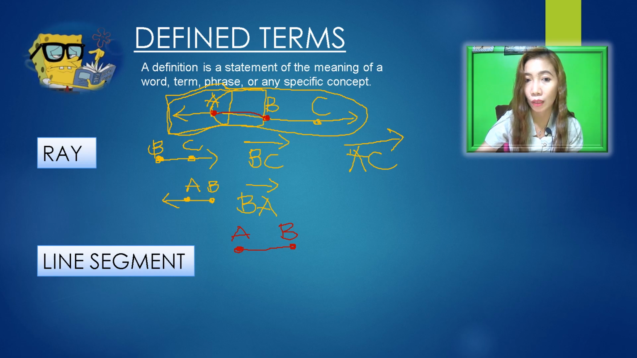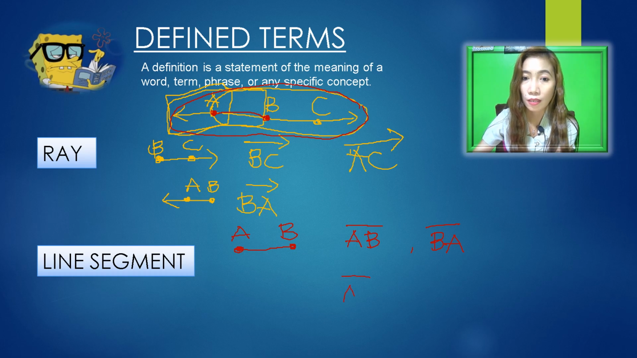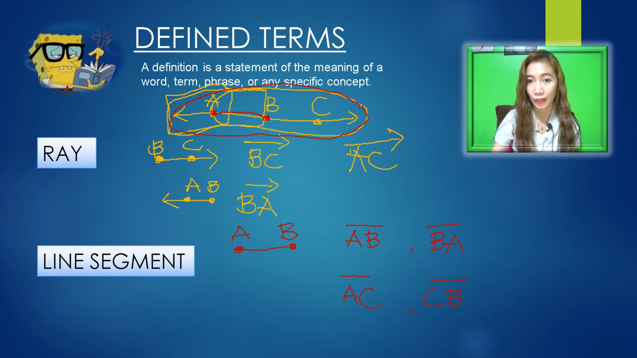So, paano tayo mag-name ng line segment? So, naming a line segment, we will use the symbol, just this one without the arrowheads. And then, kahit baliktarin nyo yung dalawang letter, okay lang. So, it can be segment AB or segment BA. So, that's it. Okay? Kung kukuha pa tayo doon sa line ng other segments, we can have segment AC or segment CB. So that is a line segment. Okay?